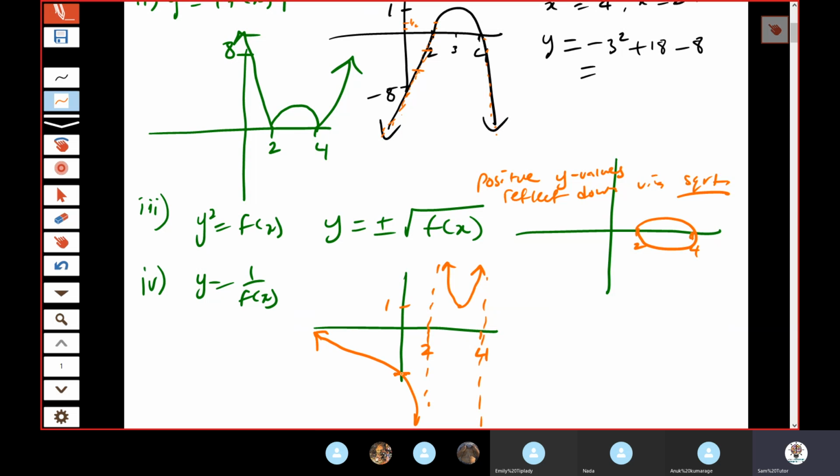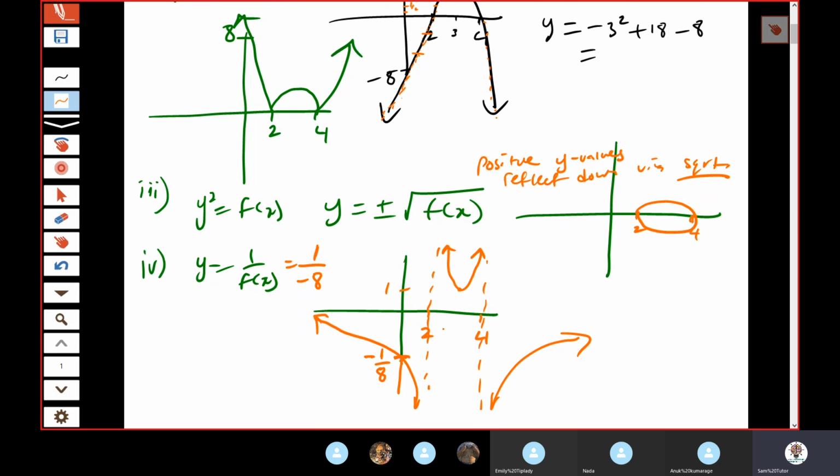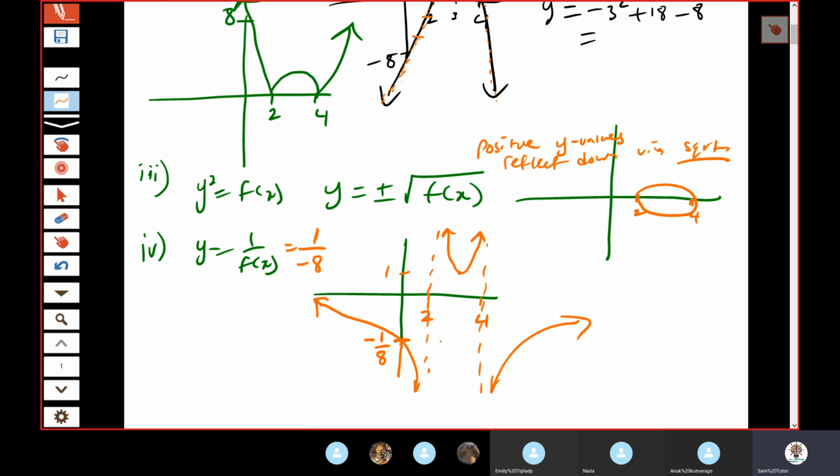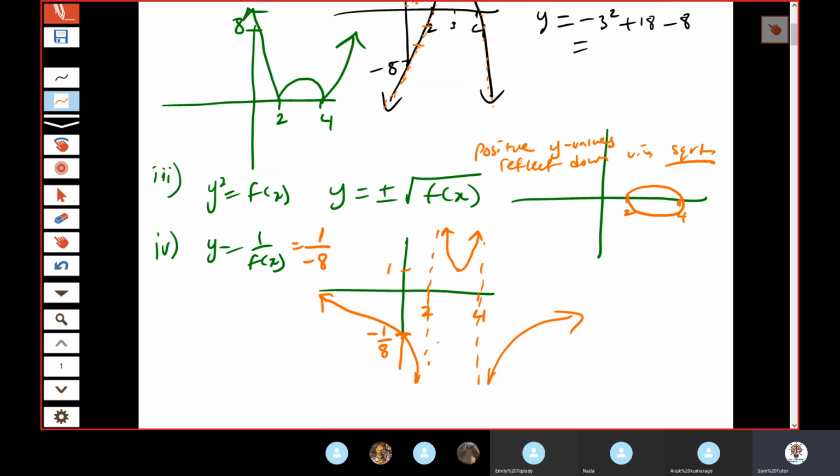What's super important about this point right here? What number must that be? Negative 1 on 8. Right? Because what are you doing? Aren't you doing 1 over the f of x, which is negative 8? So that's super, super important. And then this side here, there's nothing to do, so that's negative 1 on 8. Really, really important. And that's it. Okay, let's do some more. Any questions about those?